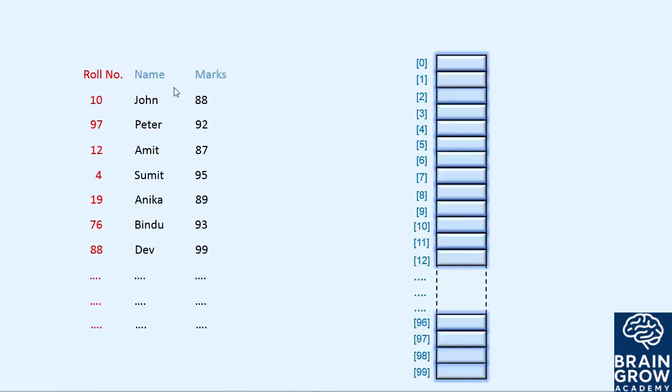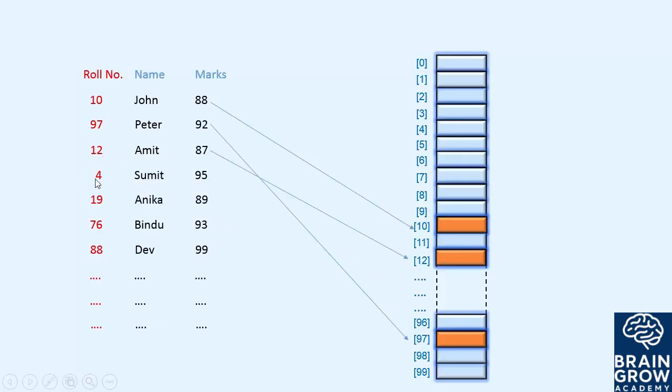So this record with key 10 is stored at index 10. This record with key 97 is stored at index 97. This record with key 12 is stored at index 12. This record is stored at index 4, and so on.